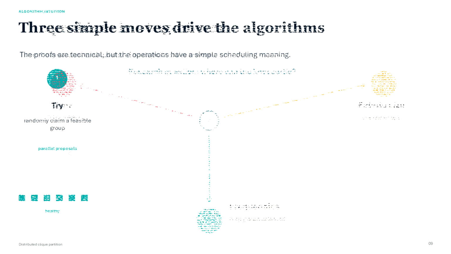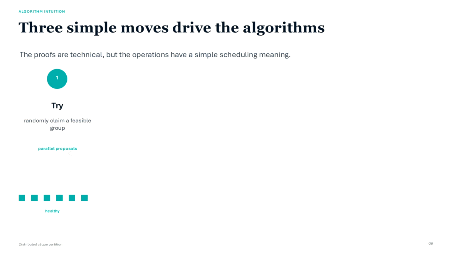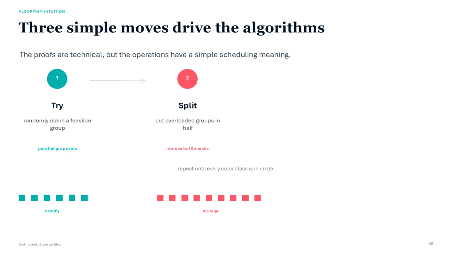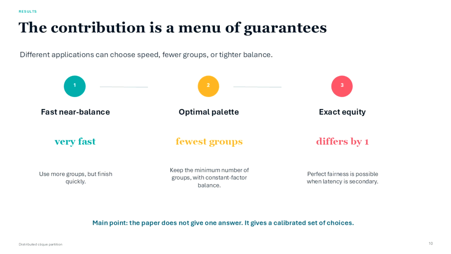So basically, our basic algorithm, we have a few, but our basic algorithm has three stepping stones. First, it tries to color the vertices somehow, okay? Then, if there are large groups, it splits them. And the remaining little color classes, it just reassigns into currently okay colors. So this is the basically simple methodology we have. Obviously, it gets much more complicated than that. David can tell you after. But yeah, different applications can choose speed, fewer groups, or tighter balance.